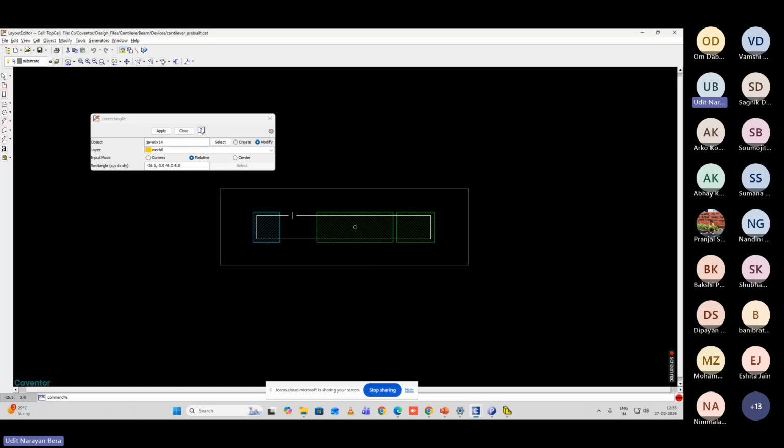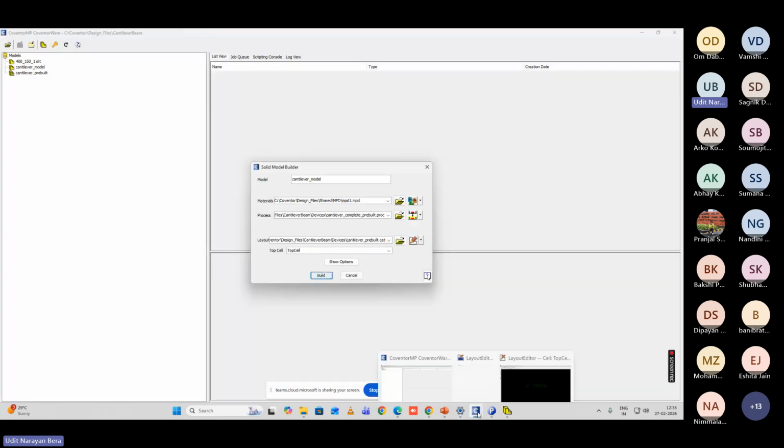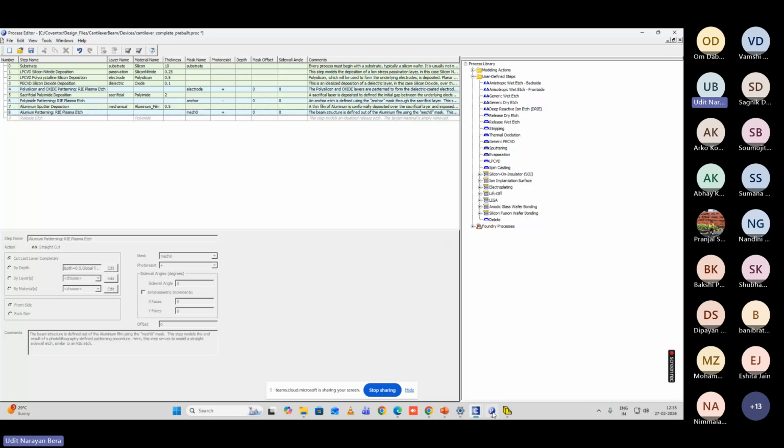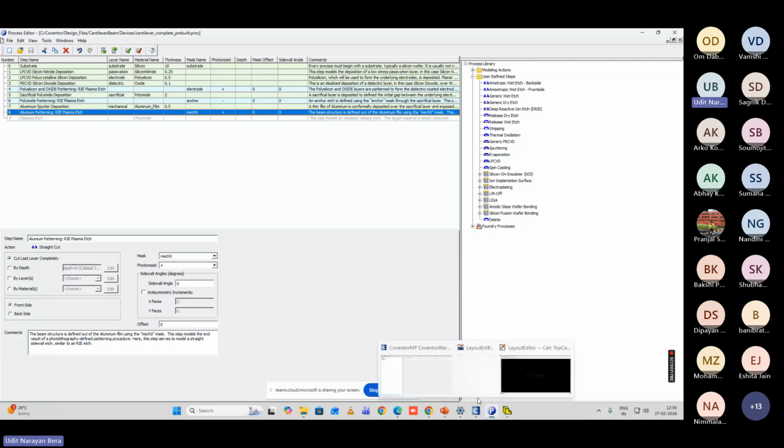You need your cantilever to be here only in this position. So this make zero was used for that. Similarly, in the process also, you can see that in this portion the make zero is there. So when this process is done, you will see only your cantilever. Let me show you how your cantilever will look after this step.